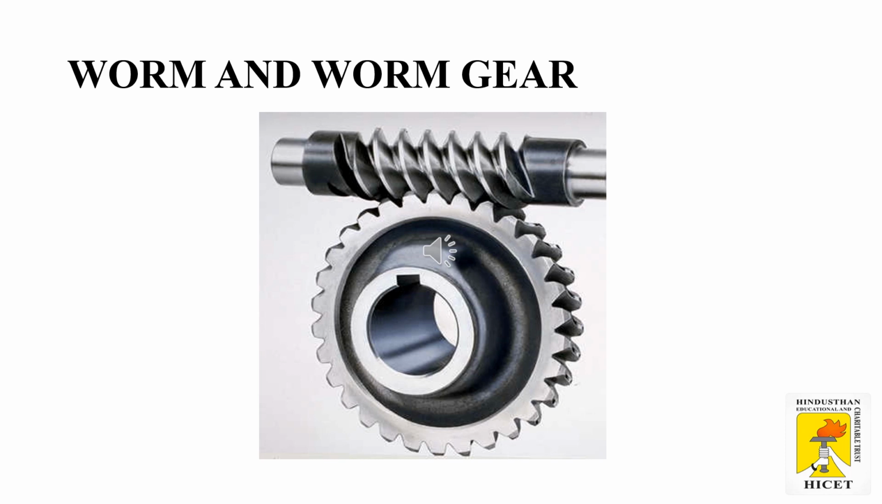Worm and worm wheel, also known as worm gears, are used to transmit power from one shaft to another shaft which are non-intersecting and whose axes are normally at right angles to each other. The worm and worm gear pair consists of a worm, which is very similar to a screw, and a worm gear, which is a helical gear, as shown.